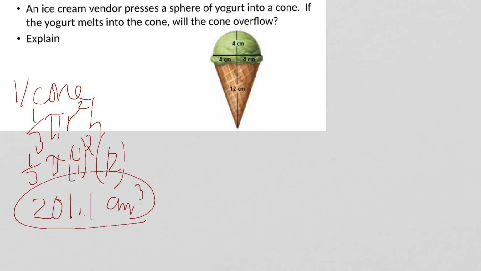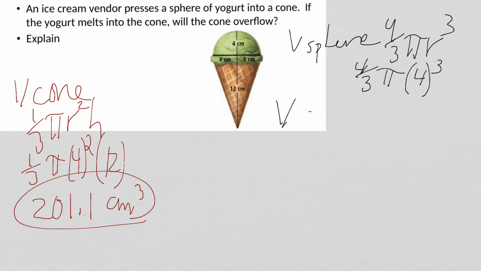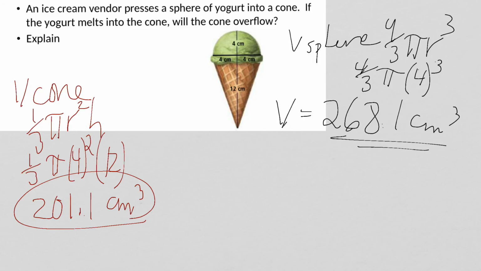Now we need to find the volume of the sphere. When we plug in the radius, we get the volume of the sphere to be about 268.1 centimeters cubed. So this volume for the sphere is definitely a whole lot greater than that one. That means, yes, the cone will overflow.